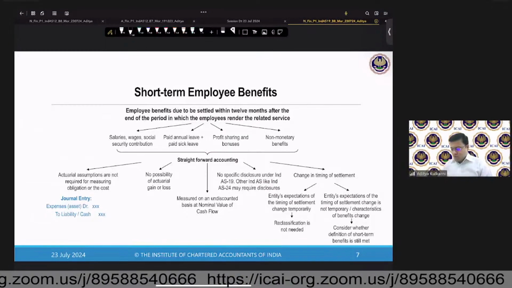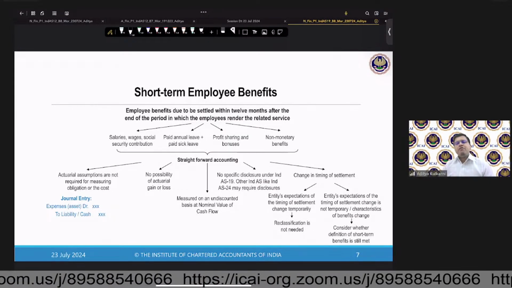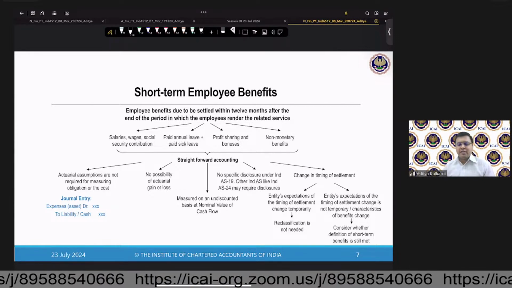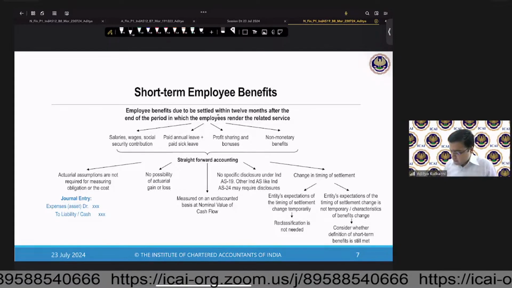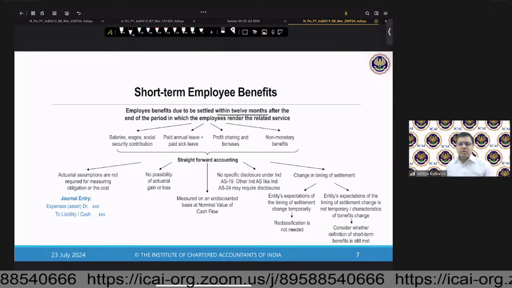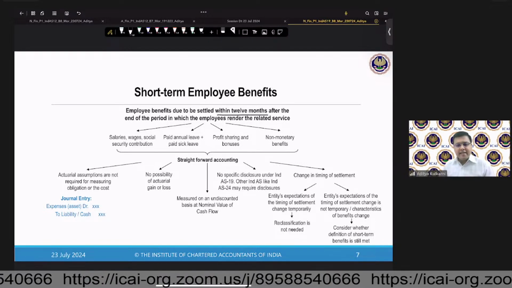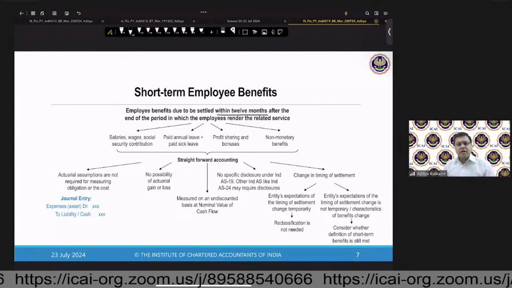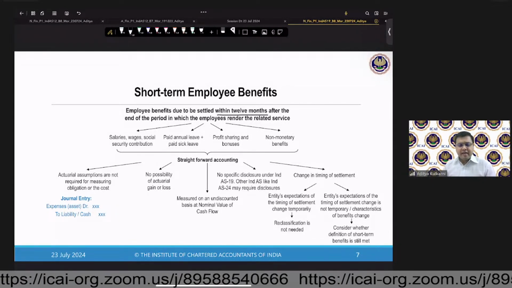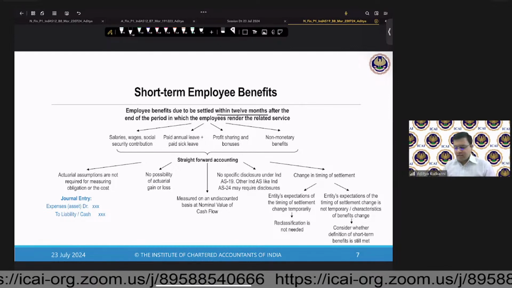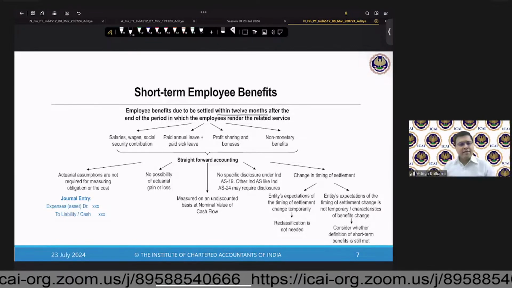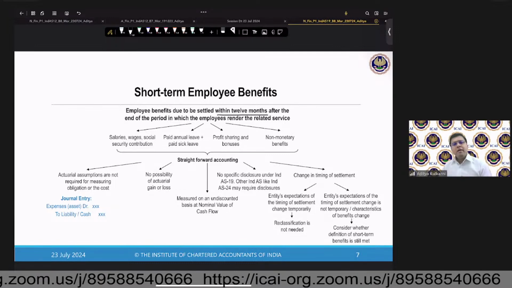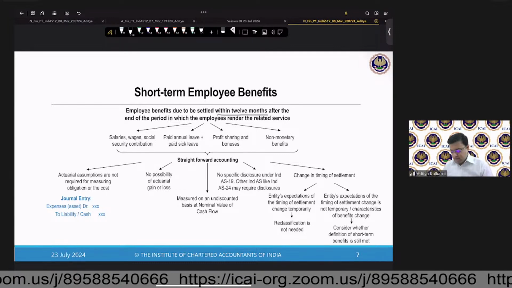Coming next, what do you mean by short-term benefits? Benefits which are due to be paid within 12 months from the end of the period in which the employee has rendered the service. So within 12 months. These include typically your salaries, wages, and social security contributions, paid annual leave, paid sick leave, profit sharing and bonuses, as well as non-monetary benefits. So these are the items which we are going to pay out typically. This is an illustrative list.